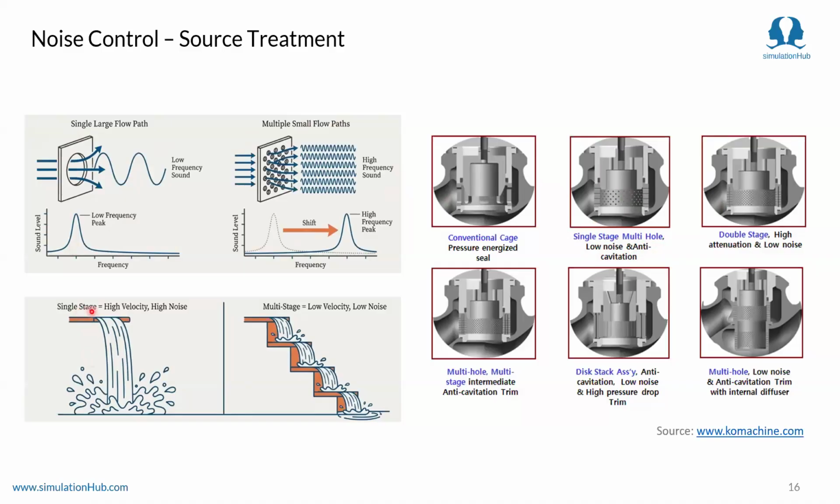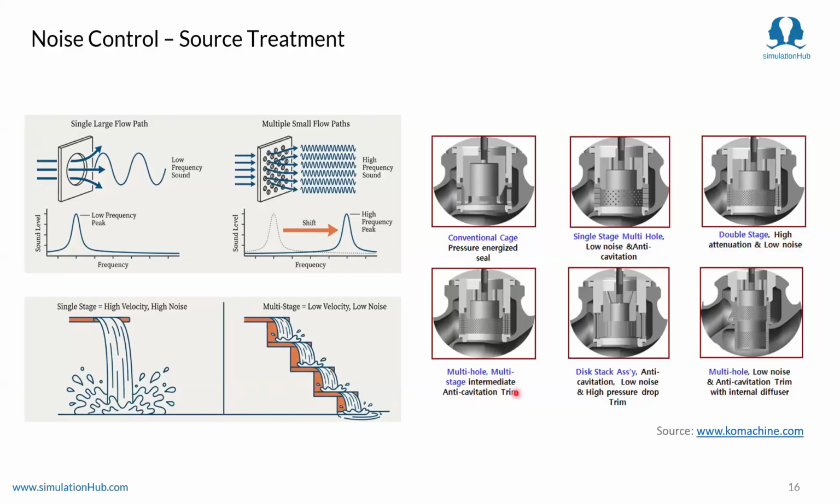Another way is multi-stage. Here is an analogy, kind of like a waterfall. High velocity and high noise, and then when you take it through multi-stage, passing the same height or same pressure drop in our case, there is low velocity and low noise. So here you can see double stage, something like multi-stage, with high attenuation and low noise, right? So both noise and anti-cavitation.